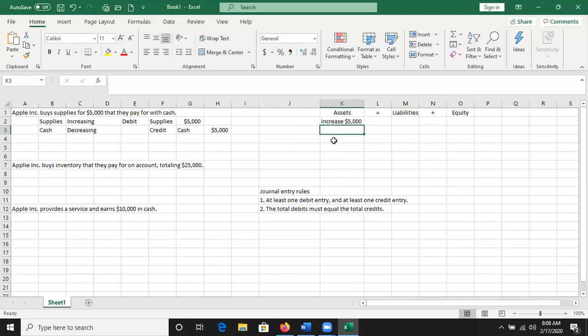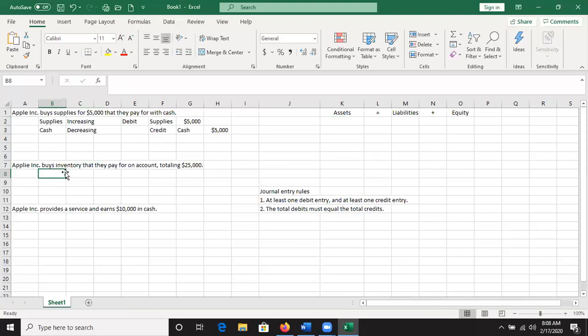So we want to make sure our journal entry has a debit and a credit, at least one of each. Okay? So I'm going to delete these two, and we're going to move on to the next one. Apple buys inventory that they pay for on account, totaling $25,000.